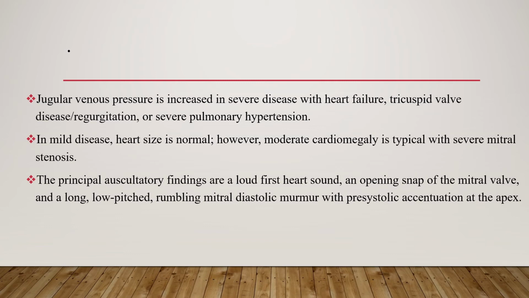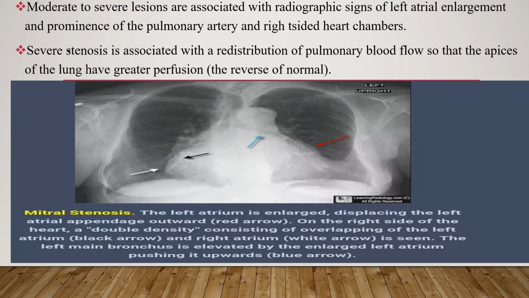When we see the chest X-ray, moderate to severe lesions are associated with radiographic signs of left atrial enlargement and the prominence of the pulmonary artery, and also right-sided heart chamber dilatation. Severe stenosis is associated with a redistribution of pulmonary blood flow, so that the apex of the lung has greater perfusion. This is the reverse of normal. This is due to the redistribution of pulmonary blood flow.